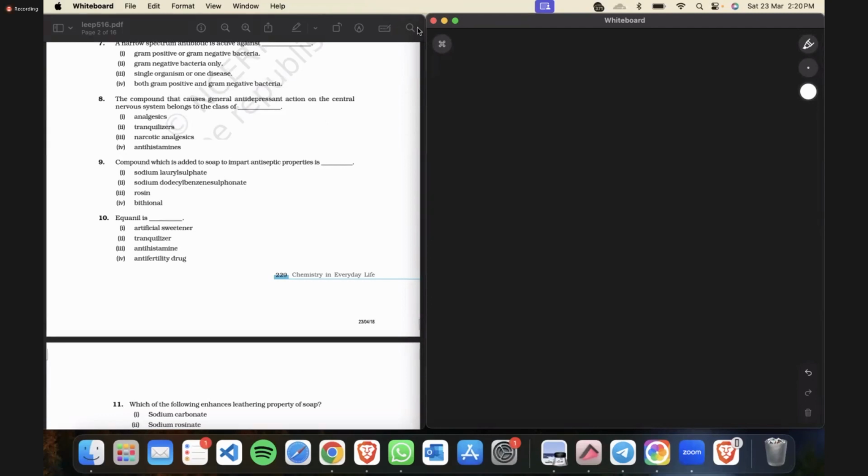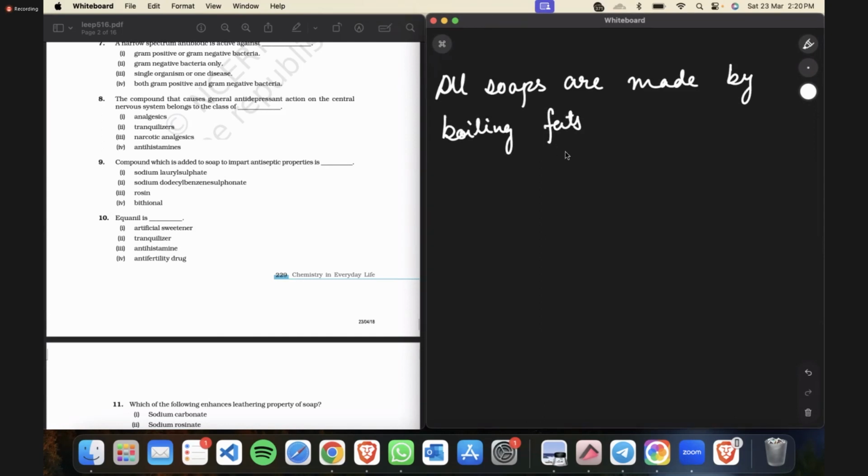All soaps are made by boiling fats or oils with suitable hydroxide. Reactions are made by adding different raw materials.